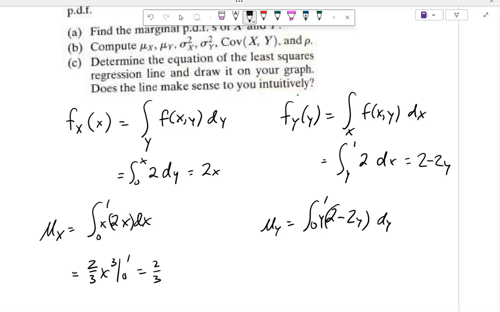And we get 2/3. For your y here, you've got 2y minus 2y squared. So you should get y squared minus 2/3 y cubed. And you should get 1/3.